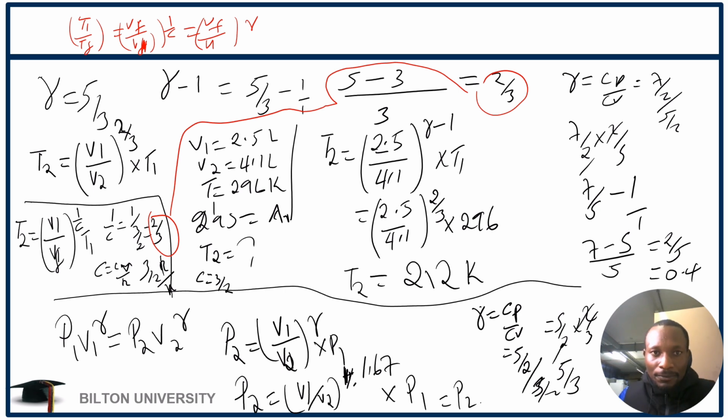And if you were to draw a sketch of the PV diagram of an adiabat, you can realize that it goes like this, something like this. So if this is our initial temperature, our final temperature will be here, and this will be our initial volume, and this is going to be our final volume.